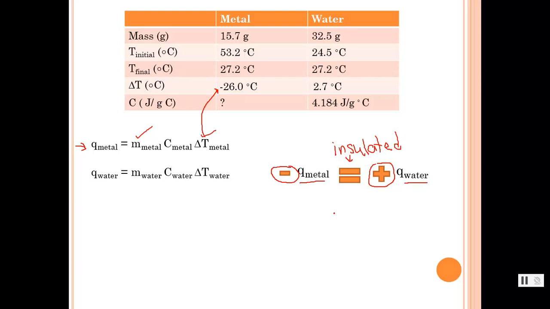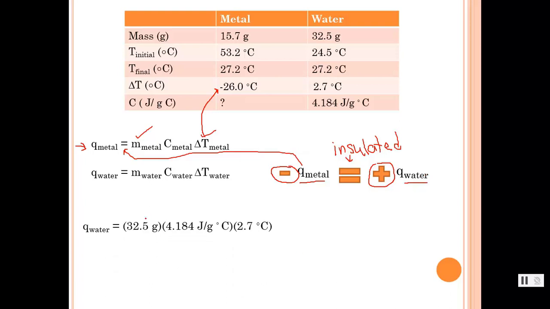Why is that helpful and important to us? Hey, I can find my Q of the water very easily, and changing the sign gives me heat of the metal. Hey, I can use heat of the metal to calculate C of the metal, which is what we're going to do in this problem, which is, first, we need to find Q of the water.